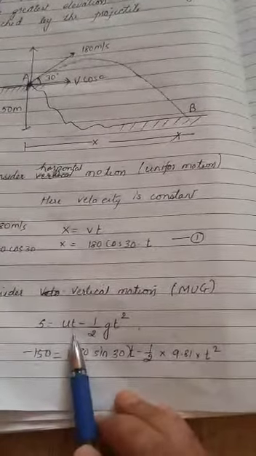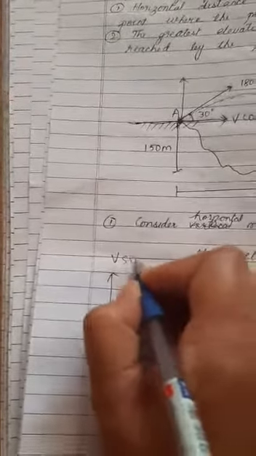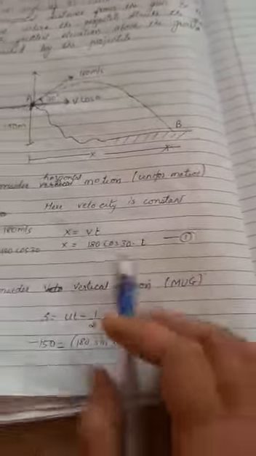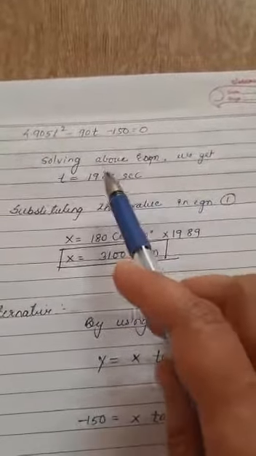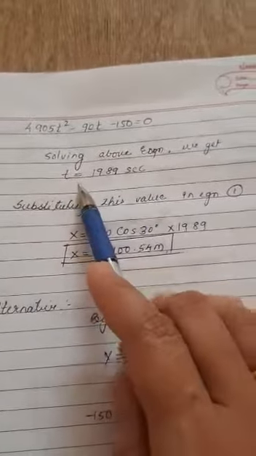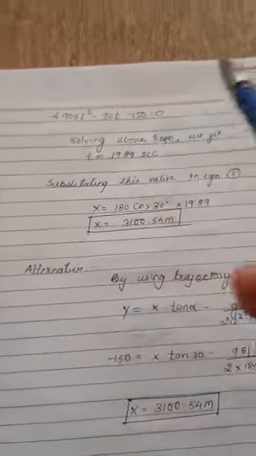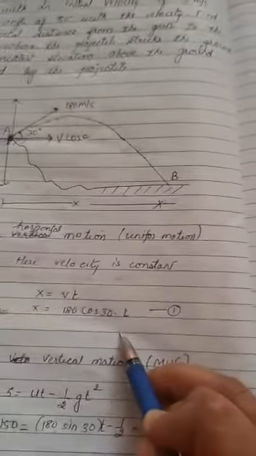The initial velocity along the vertical direction is v sine theta. So it is 180 sine theta t minus half gt square. Now resolve this equation. After resolving this equation, you will get t is equal to 19.89 second. Substitute the value of t in equation number 1, and you will get the value of x.